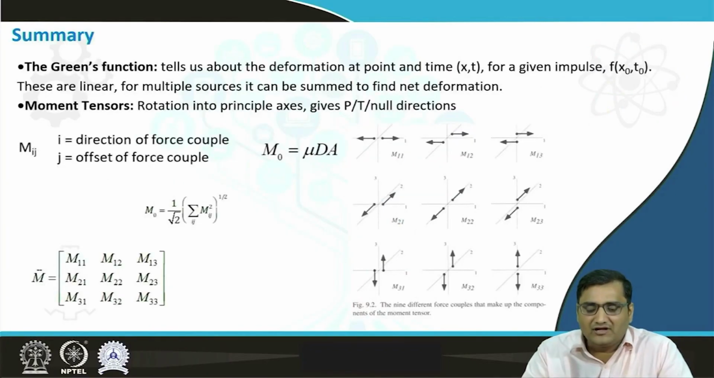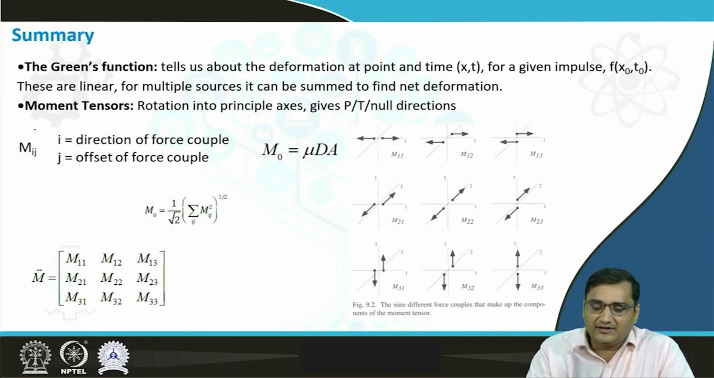Then we talked about the Green's function that relates to the path effect of the seismic waves when it is coupled with the body force, such as the impulsive force Fx naught T naught, for example a delta function. Then it may represent the deformation happening at a point on the surface. That means, for example, the displacement.